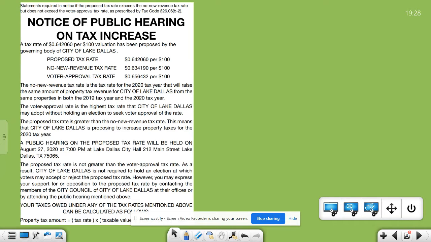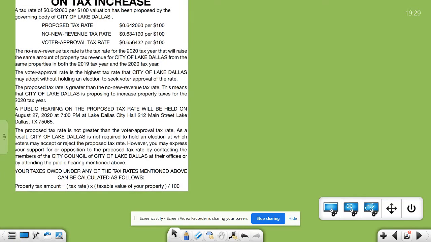This is just something interesting that I pulled up. There was recently a public hearing on a tax increase here in Lake Dallas, moving from 0.642 per hundred to 0.65. And if you can see at the bottom down here, you've got the property tax. This is all based on your house and stuff here in Lake Dallas.